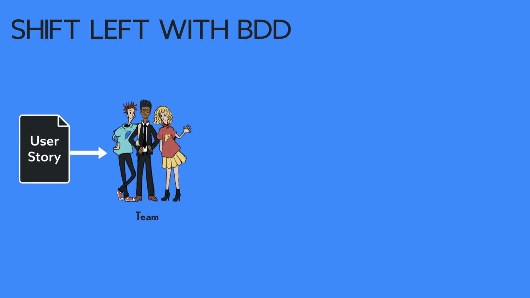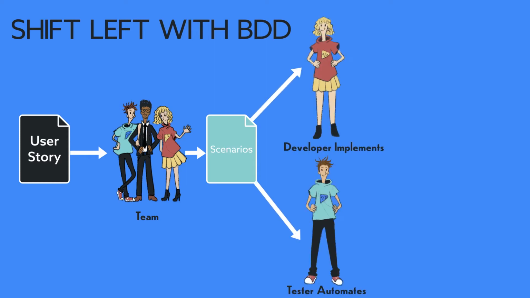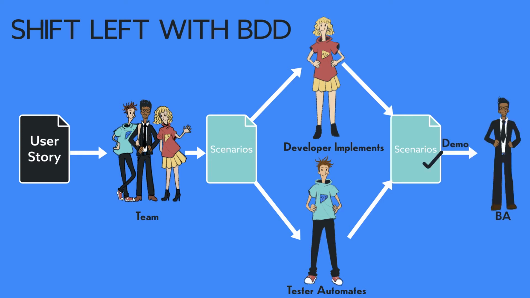When using BDD, the team, mainly the three amigos, i.e. the product owner, developer, and tester, collaborate and derive scenarios, which are close to the real world related to the domain in which they work. Then the developer implements a solution for the agreed scenarios, and the tester can start to write the automation test for the scenarios at the same time. Only when all scenarios successfully pass, the demo is given to the product owner.